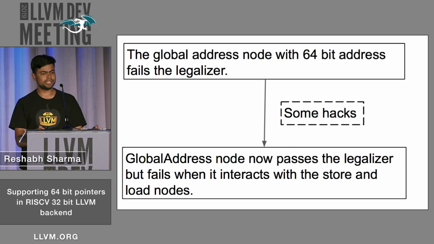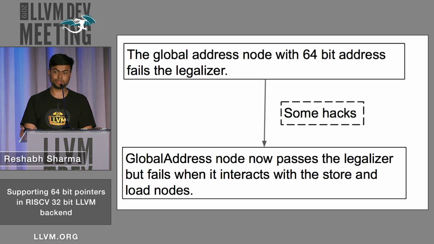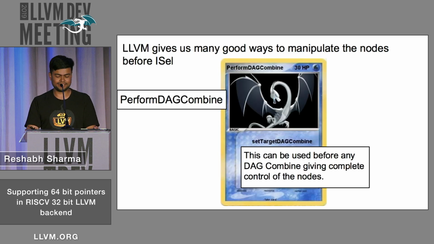Initially we had 64-bit addresses. We did some hack so that the 64-bit address would pass the legalizer. It passed the legalizer. We were so happy, okay, we're going somewhere. But then when the store and load nodes see a 64-bit address, the legalizer says, oh man, this is illegal, I need to call the police. So we were failing at the legalizer very badly. It was awful. Then LLVM has many things for escape.